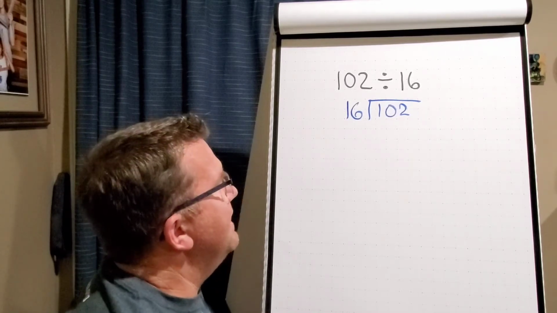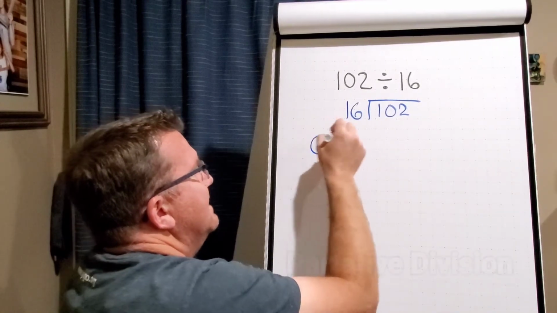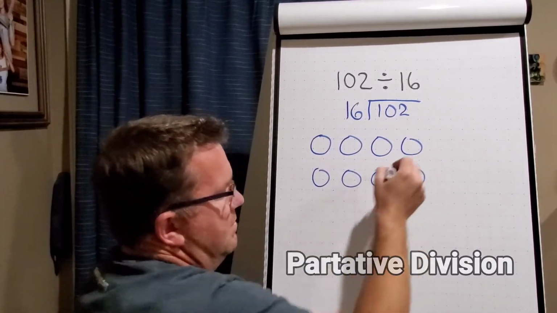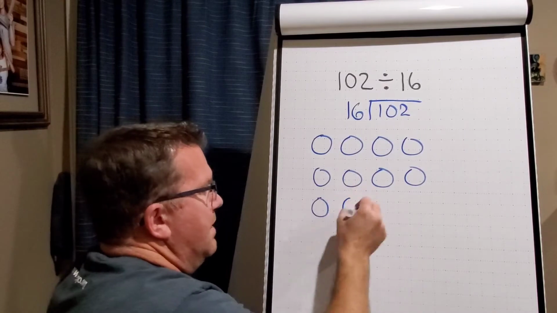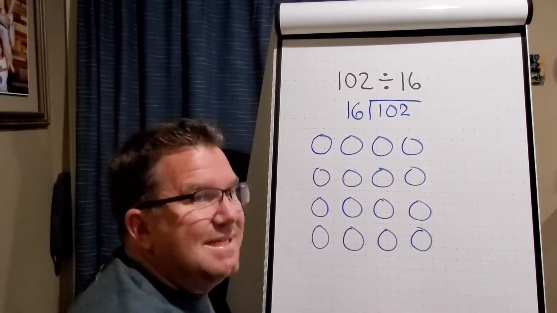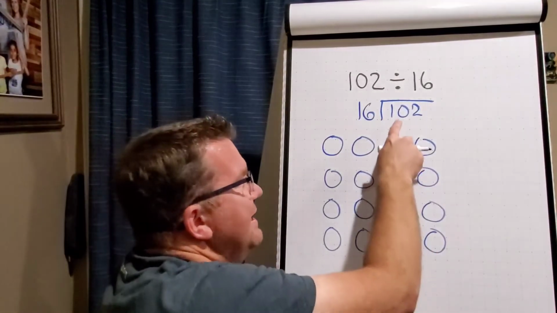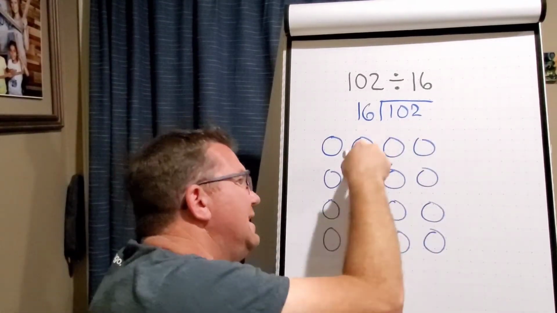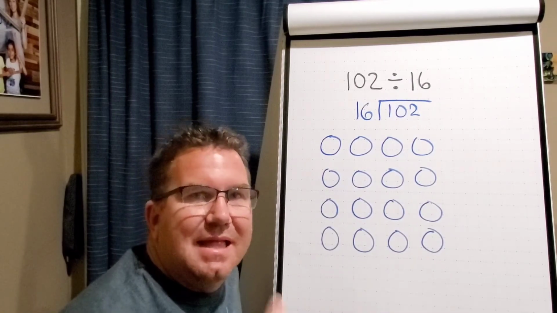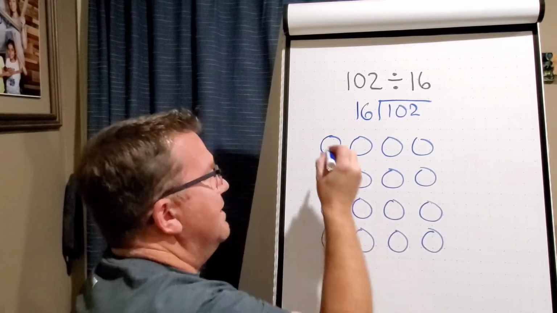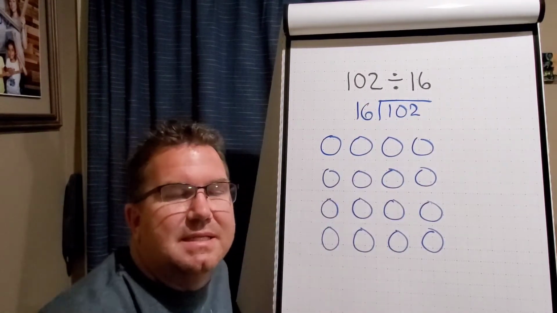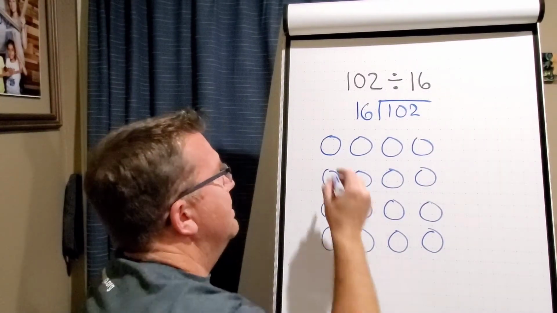One meaning can be if I have 16 little boxes or circles or containers, and I need to put 102 things into those, how many will be in each container? That's meaning number one. So I have 16 places to put them, and I put 102 things into those containers. Let's see what we get.